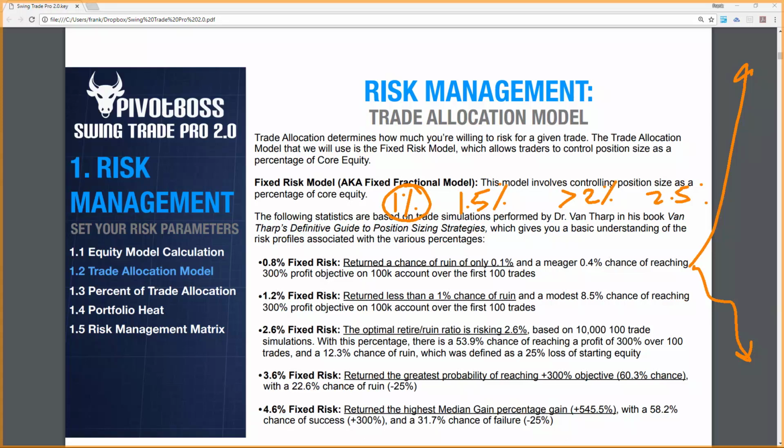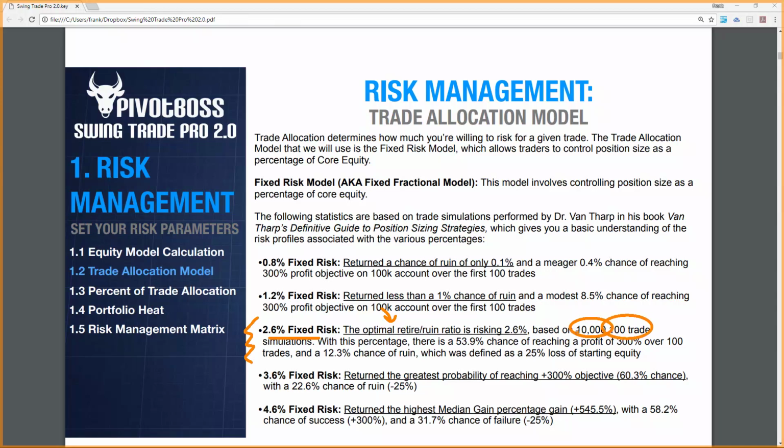So if you look here at 2.6%, for example, fixed risk. This was the optimal reward/ruin ratio for the study he conducted. So based on 10,000 simulations, 10,000 100-trade simulations, this percentage returned a 54% chance of reaching 300% profit over the first 100 trades, and returned about a 12% chance of ruin. Actually, it was 25% loss, so not 20.